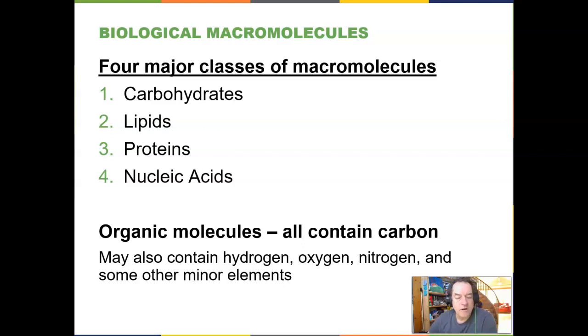Proteins, y'all are all familiar with proteins as being a major structural component of living organisms, and also an important source of energy and raw material for assembling the other macromolecules. Amino acids are chained together to make proteins.